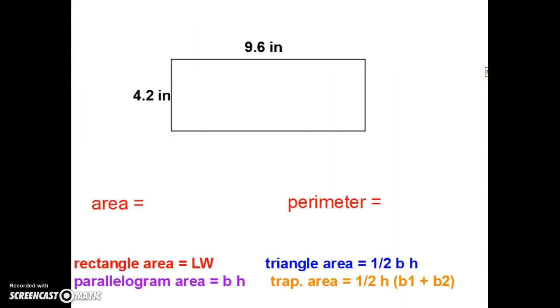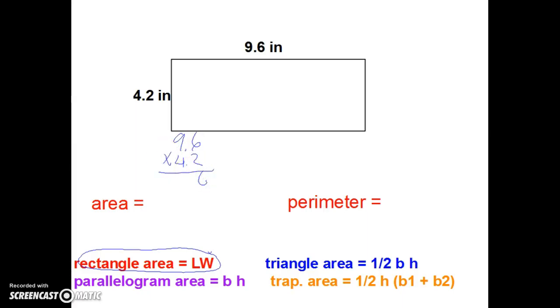We have some decimals here because we've already worked a lot with rectangles with whole numbers. First thing I notice is right here's the formula I want. Rectangular area equals length times width. So we're doing area first. So I'm going to take the 9.6 times 4.2, multiply it out.